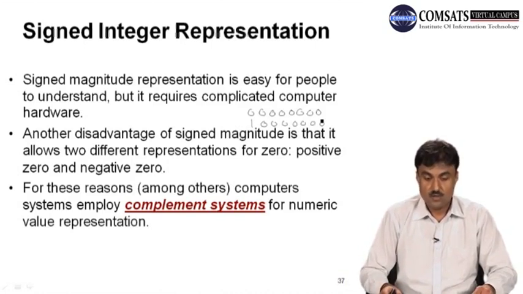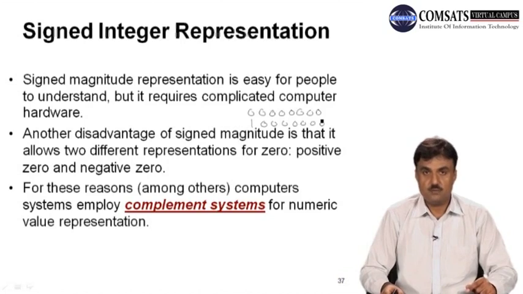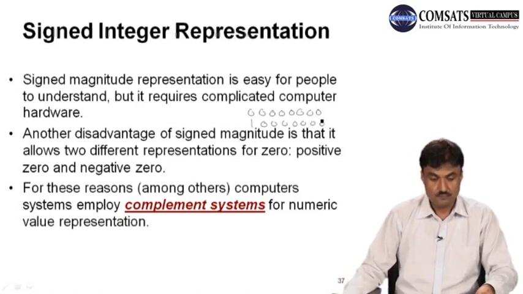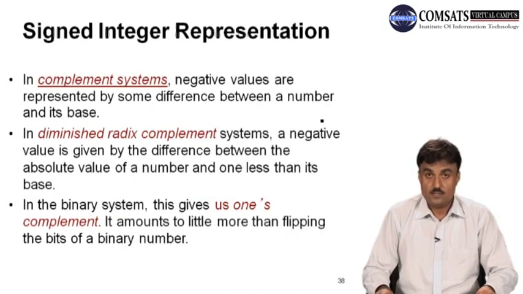Computer systems employ complement systems, like 1's complement and 2's complement. Even though we are using 2's complement now in the circuits and computer hardware, these are called complement systems, and we will discuss how they are used and how we can represent numbers in them. Inside the complement system, negative values are represented by some difference between a number and its base. In the diminished radix complement system, a negative value is given by the difference between the absolute value of a number and one less than its base.